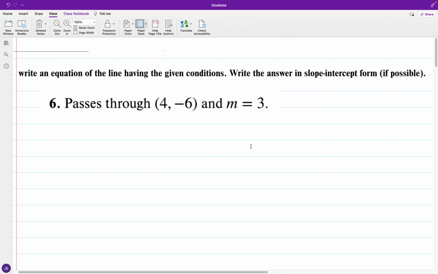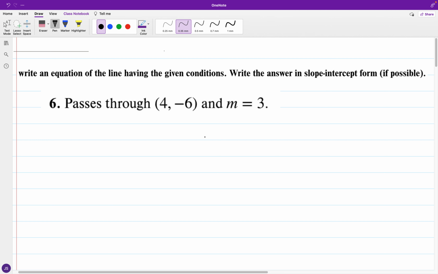looking into, and we have problem number 6. Now we're looking at going back to the point slope as well as the slope intercept formulas. In this particular problem, it says to write an equation of the line that has the given conditions and to write the answer in slope intercept form if possible. So we have the description of this line. It is said to pass through the point with the coordinates 4, -6, and the line also has a slope that is equal to 3.